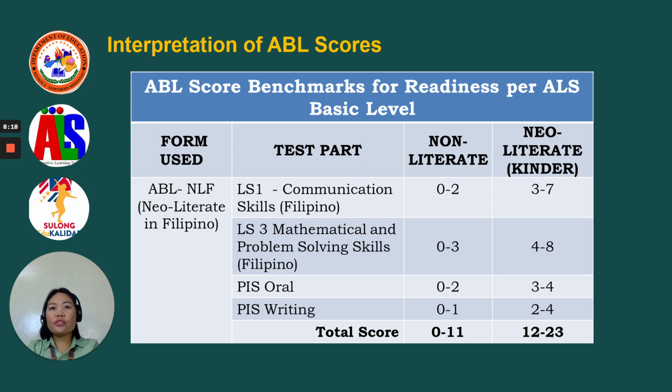Benchmarks are used in interpreting the score of the learner to find out which level in the ALS program they will fall into, after which it will be the basis for intervention. So for ABL Neo-literate in Filipino and English, if the total score is 0 to 11, meaning that's non-literate. If the total score is 12 to 13, that's Neo-literate or Kinder. That's the basis for ABL Neo-literate in Filipino.